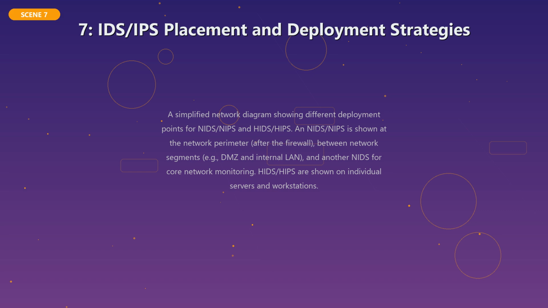For host-based IDS, HIDS, and IPS, HIPS, deployment is simpler as they reside directly on the endpoints themselves. 1. Critical servers. HIDS/HIPS should be installed on all mission-critical servers, web servers, database servers, application servers, to monitor their specific activities, file integrity, and system calls. This provides an additional layer of defense that complements network-level protection.